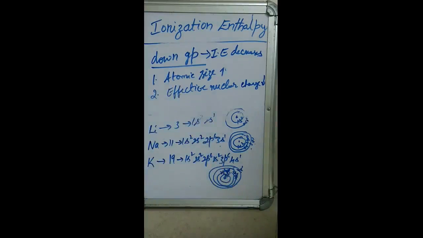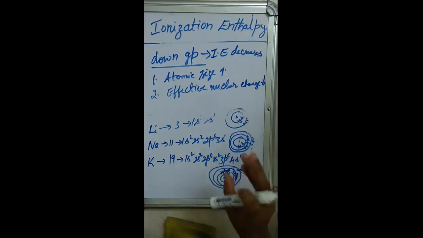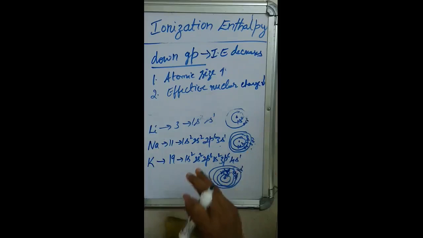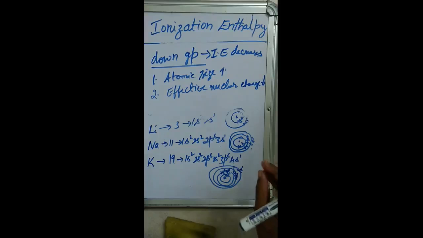A question will be asked like this: define ionization enthalpy, and how does it vary down the group? Define ionization enthalpy carries 1 mark. How does it vary down the group carries 2 marks. That is, down the group ionization enthalpy decreases. You have to write the reason. The reason is that down the group atomic size increases.